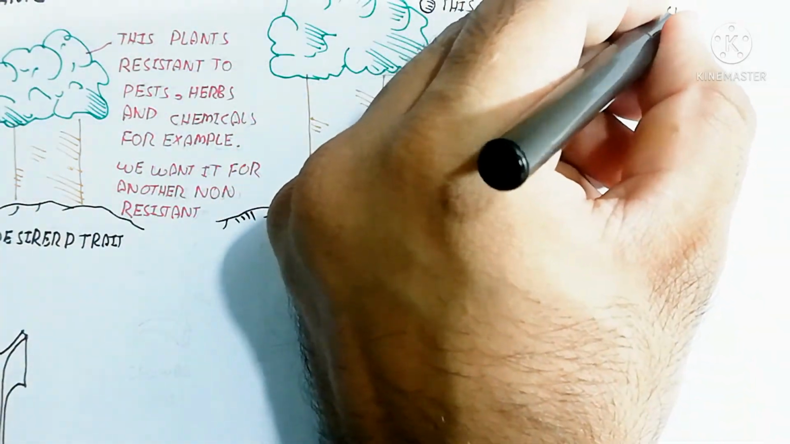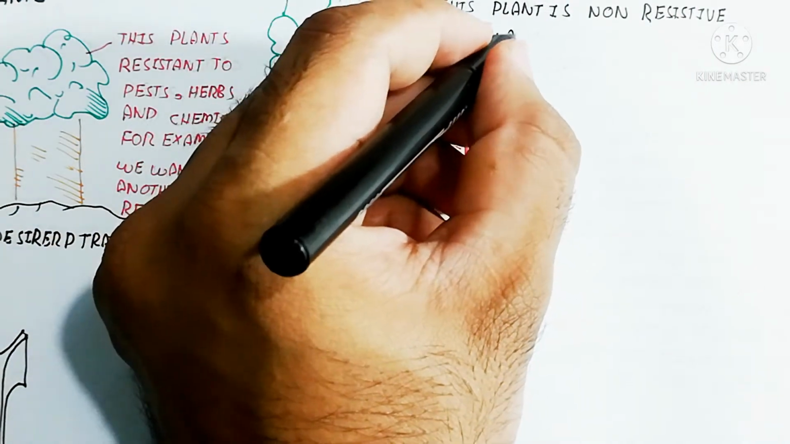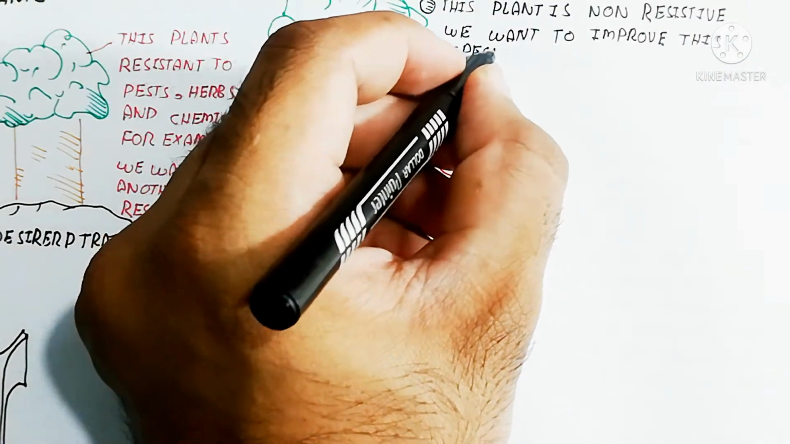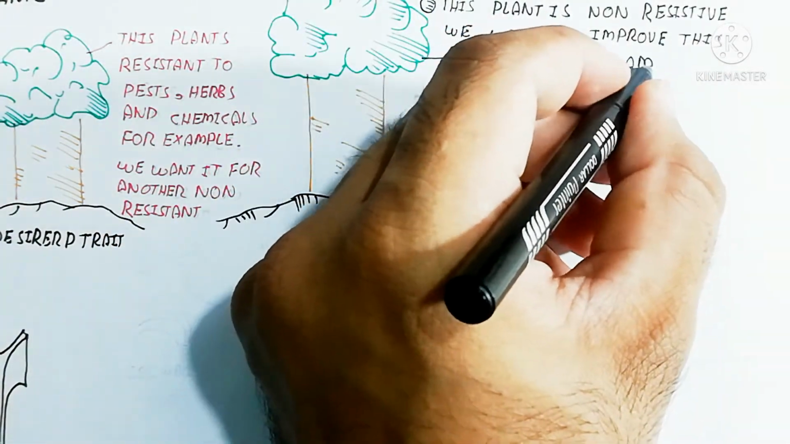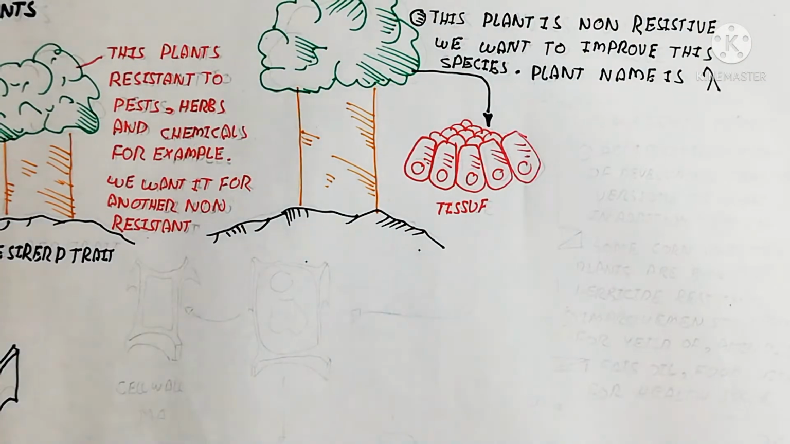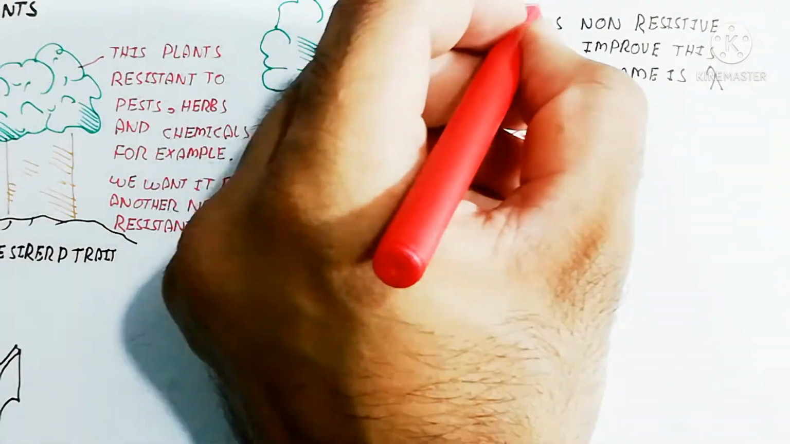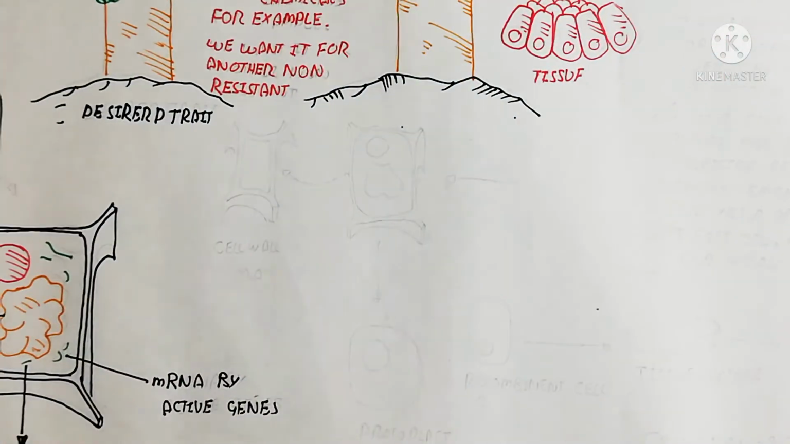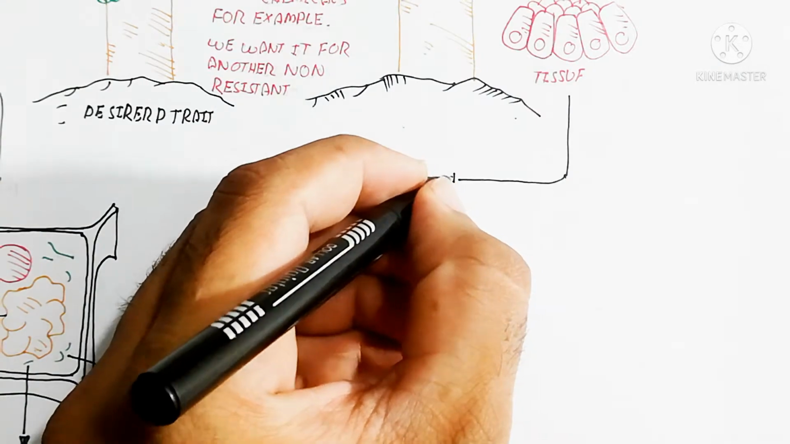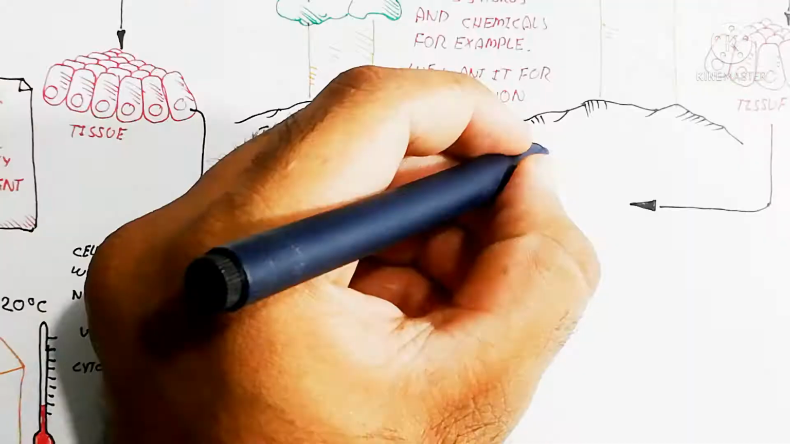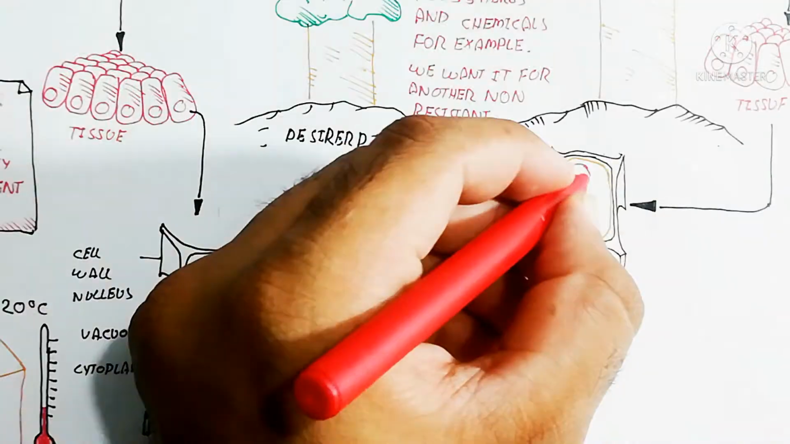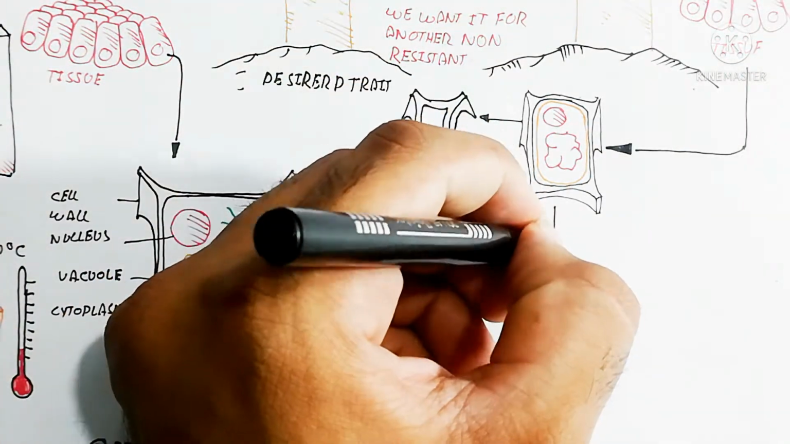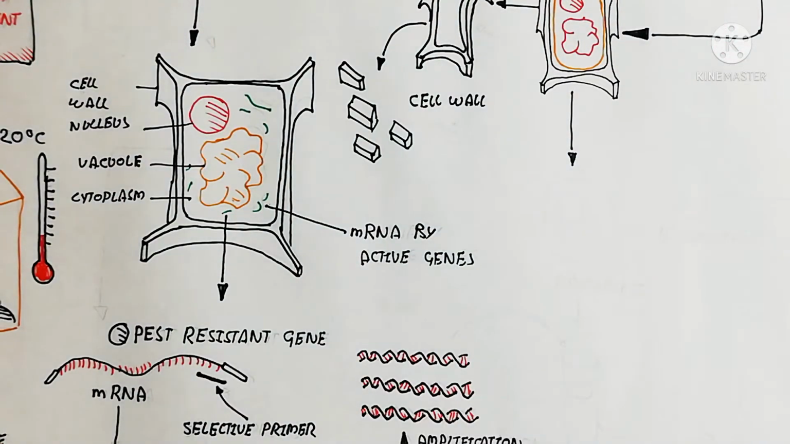So here is another plant. This plant is non-resistant. We want to improve this species, and the plant name is lambda. So basically we will separate this tissue, which is non-resistive. We will remove the cell wall because it is dead, and we will keep the other part, which is known as the protoplast. This protoplast has the ability to grow again. So remember that.